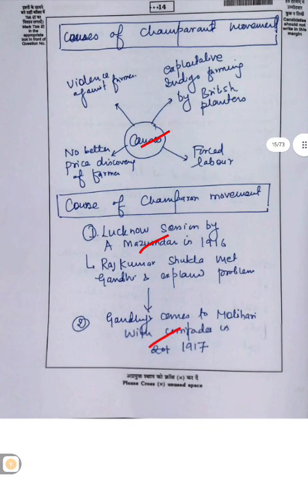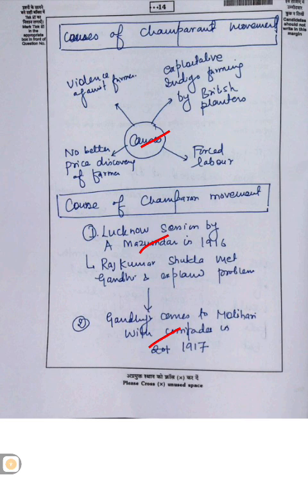Causes of the Champaran movement: violence against farmers, exploitative indigo farming by British planters, no better price for farmers, forced labor. The Lucknow session in 1916. Rajkumar Shukla met Gandhi and explained the problem.